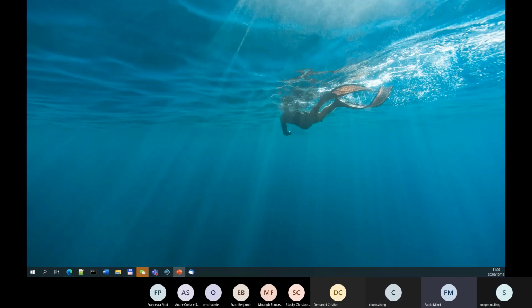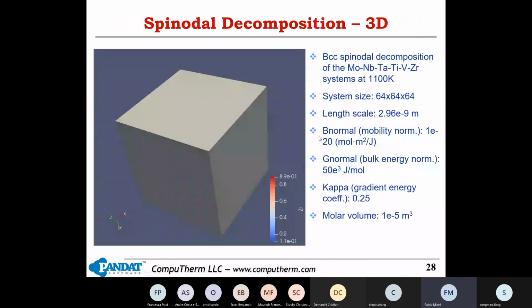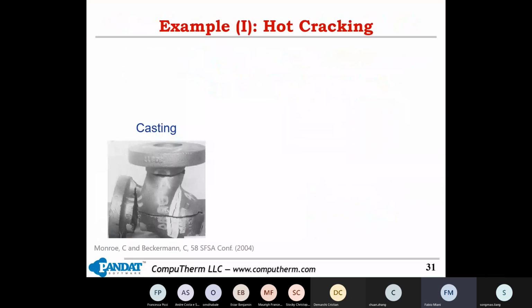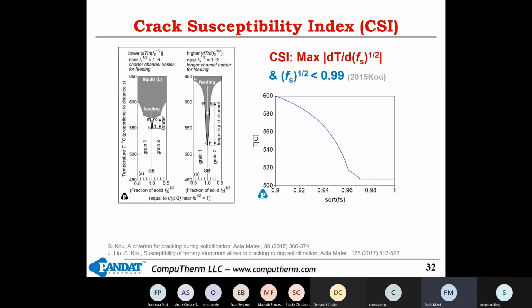Very, very valuable presentation, as are many of your scientific papers I have been reading over the years. So this is something very nice. And to be honest, with my students, we've been using your Pandat software for the crack susceptibility index and also for the growth restriction factor. And we are using it in lessons at the student level.